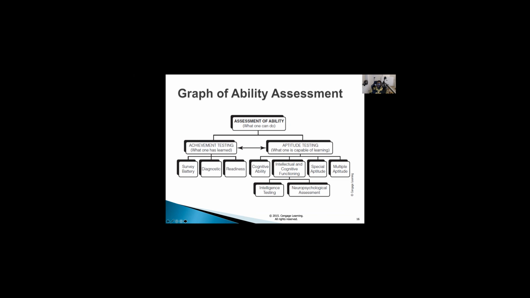When you look at the assessment of ability, it's basically what one can do, right? It's broken down into the achievement test and the aptitude test. In the achievement test, you look at what the person has learned, and aptitude is what they're capable of learning. The achievement tests are usually looked at with survey batteries, diagnostic, and readiness. With the aptitude test, you're looking at cognitive ability tests, intellectual and cognitive functioning tests, special aptitude tests, and multiple aptitudes. Then you break down intellectual and cognitive functioning into intelligence testing and neuropsychological assessments. So that's how the assessments of ability are broken down into two parts, and then those create sub-subjects, so it gets broken down even further.